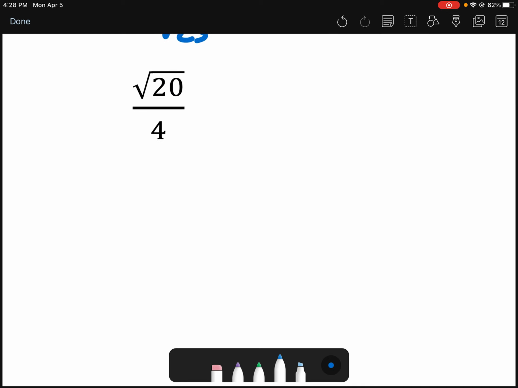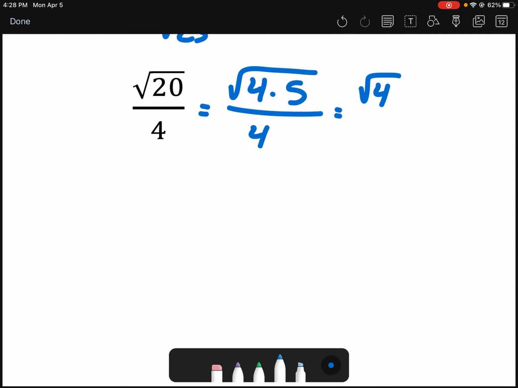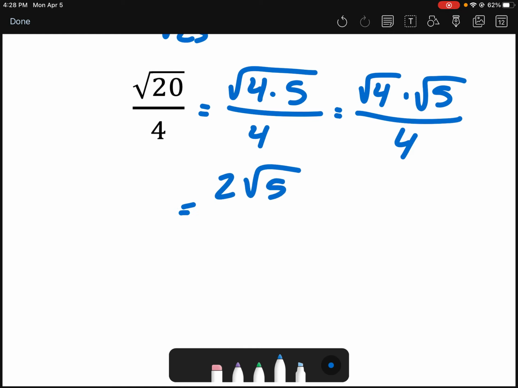All right. Getting close to the end. I have the square root of 20 over 4. So I have a radical up in the top that needs to be simplified. So we try to think of a number that can go into 20, preferably a perfect square. So that could be rewritten to be 4 times 5 over 4. We'd have the square root of 4 times the square root of 5 over 4, which can be simplified to 2 root 5 over 4.